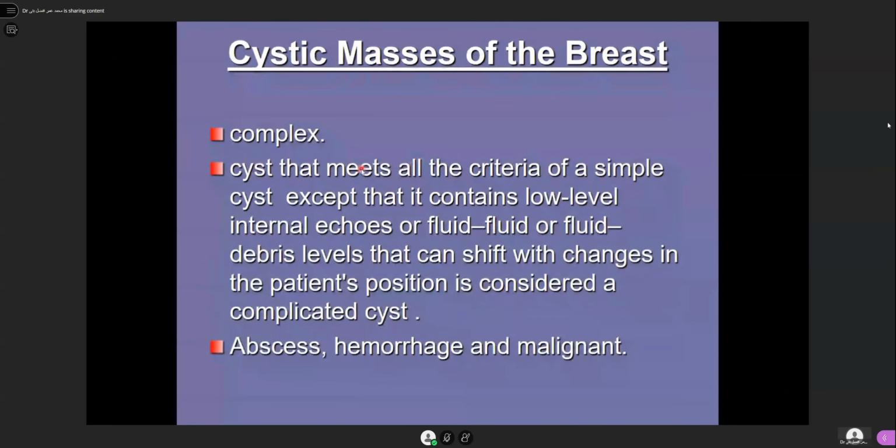Cystic masses may be complex also. A cyst that meets all the criteria of a simple cyst, except that it contains low-level internal echoes or fluid debris levels that can shift with changes in the patient position, is considered a complicated cyst.